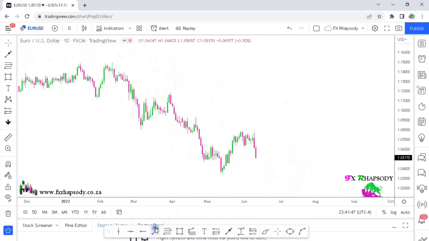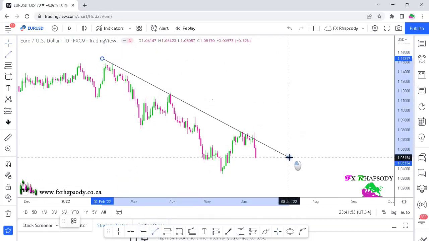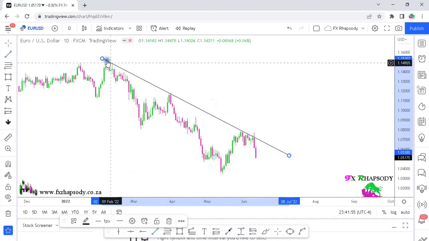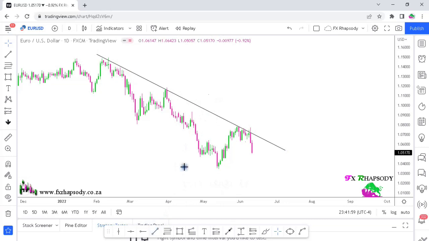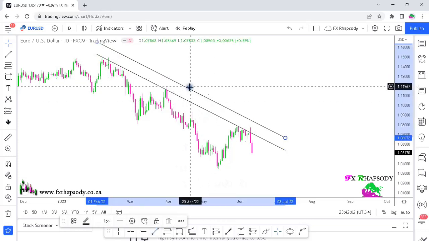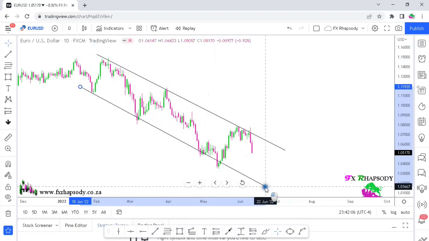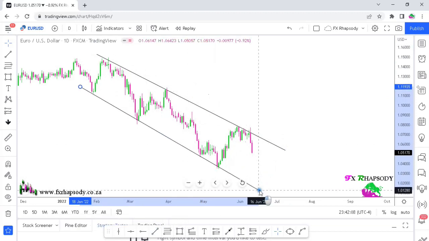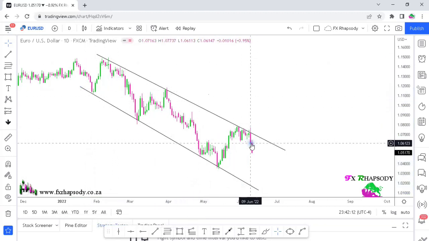What I do is I just take my little trend lines. So on my previous analysis, I was talking about the euro respecting these trend lines currently. I'm just drawing in the bottom one, just making a little clone of it. And you can see this nice downward movement, bearish movement in the market.